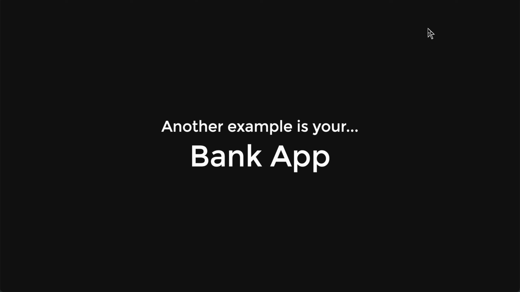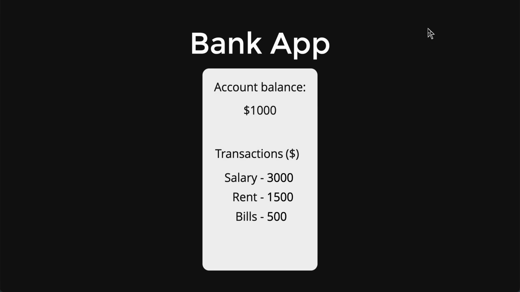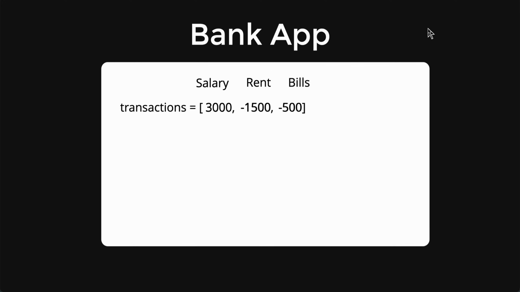Another example is your bank app. Your bank app might look something like this, where you have your account balance of $1,000, and then your transactions: I got salary 3,000, rent 1,500, and then bills 500. But in code, it will look something like this, where you have a transactions variable assigned to an array of numbers. So 3,000 represents your salary, rent is negative 1,500, and bills will be negative 500, because these are numbers that deduct from your salary, which is income.